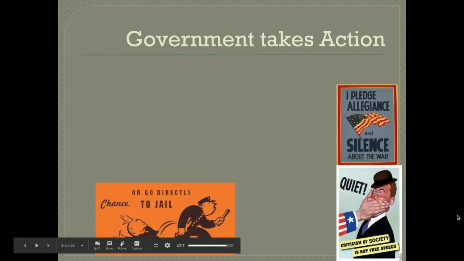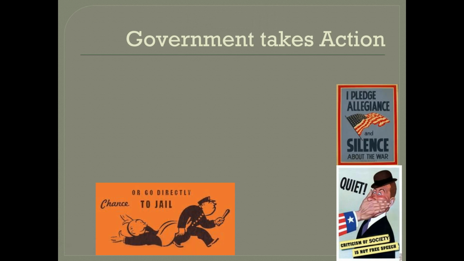Okay, guys, this is part two of the 5.4 standard that we've been working on. We're going to pick up where we left off the other day, and this is going to start with how the government is going to take action during World War One. And pretty much they're going to take action through something known as the Espionage Act and the Sedition Act.